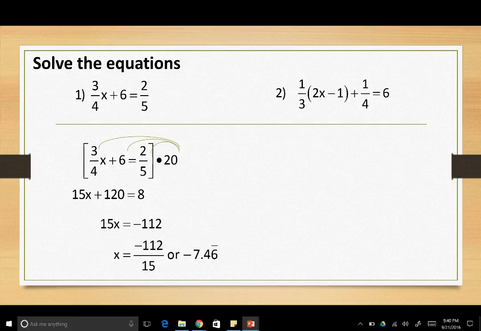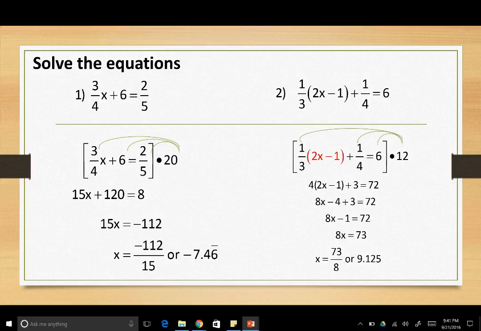Same deal. We have denominators there, 3 and 4. Least common multiple is going to be 12. But notice we now have numbers that are inside terms that are inside parentheses. When we multiply by that 12 using our multiplicative property of equality, we hit the 1/3, we hit the 1/4, and we hit the 6. But we do not hit the terms inside the 2x minus 1.